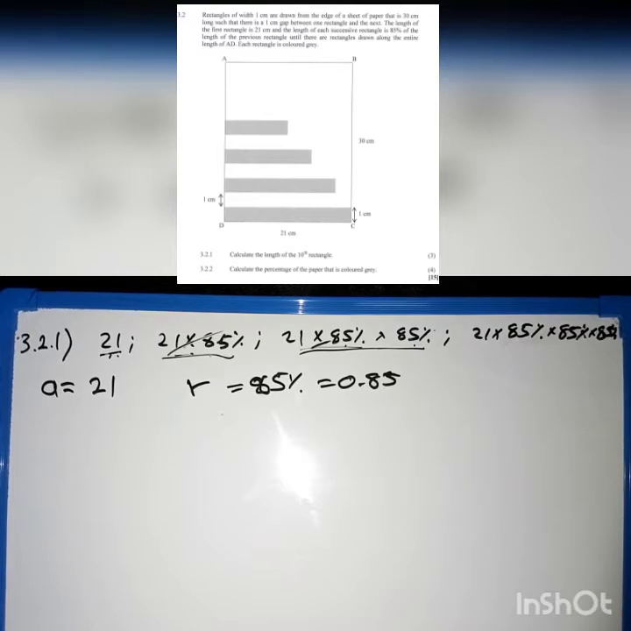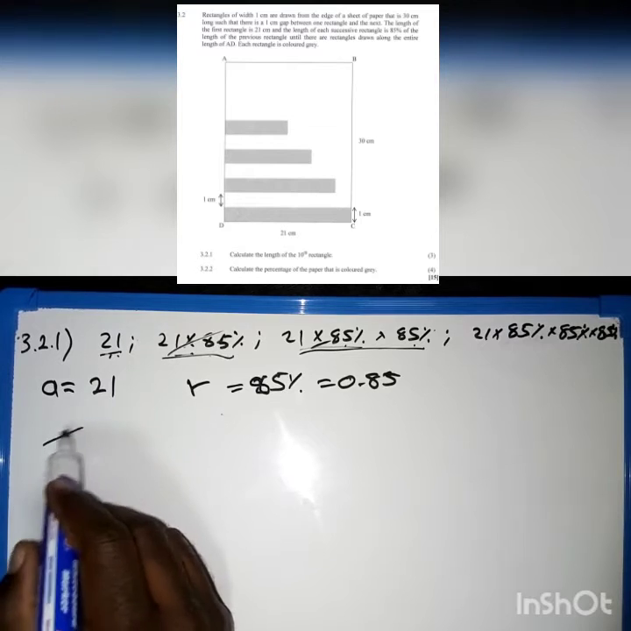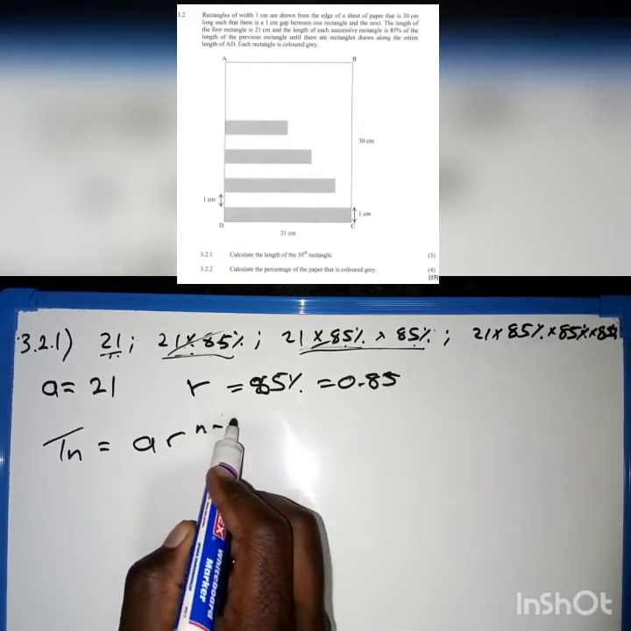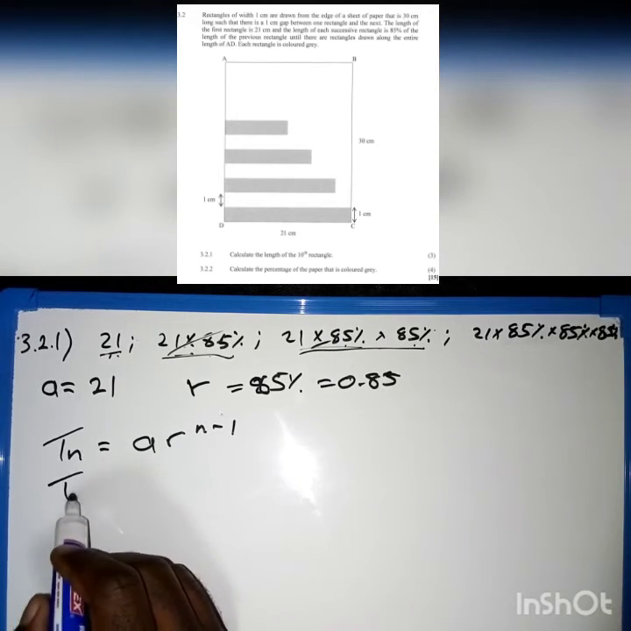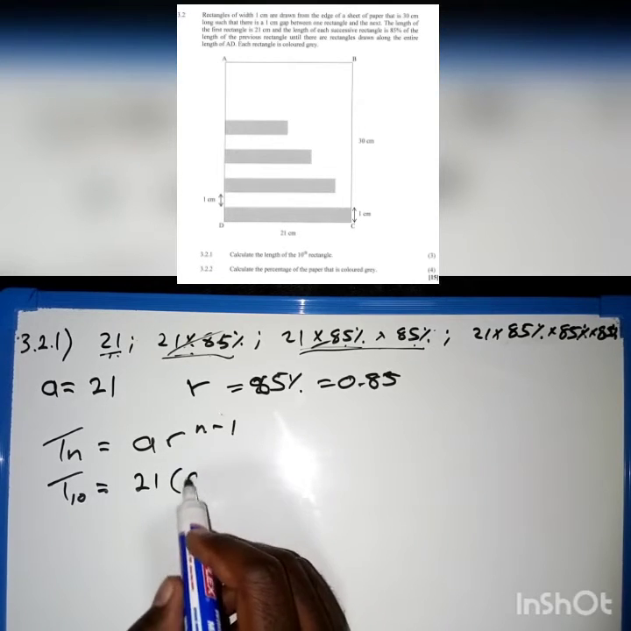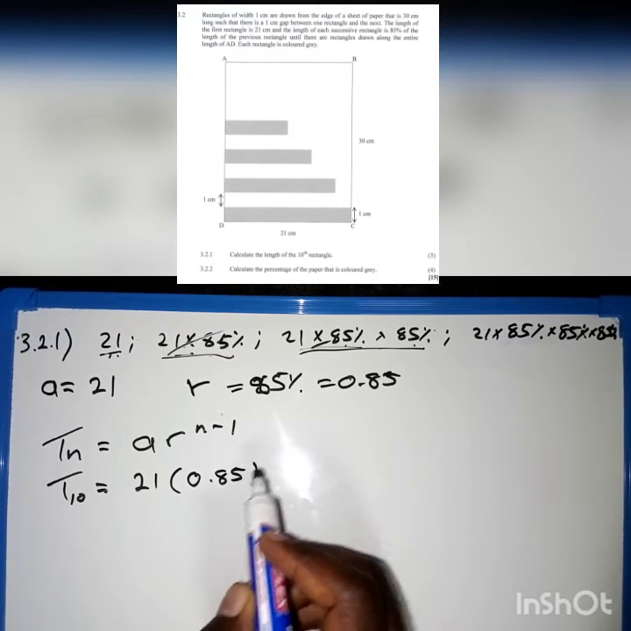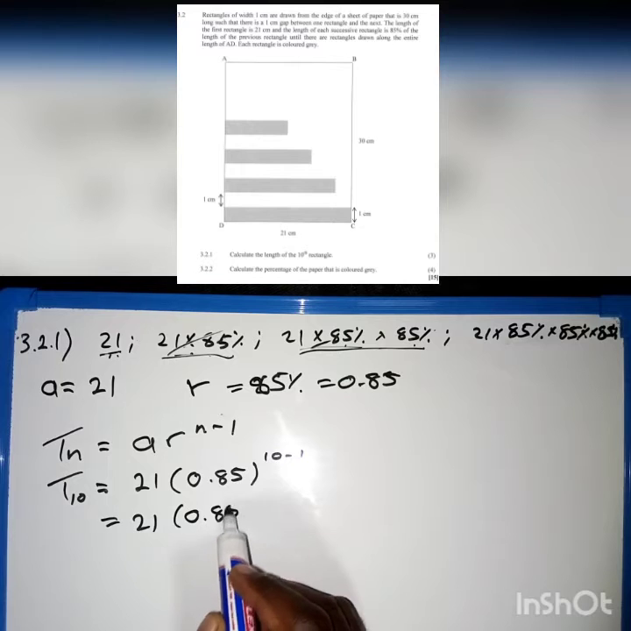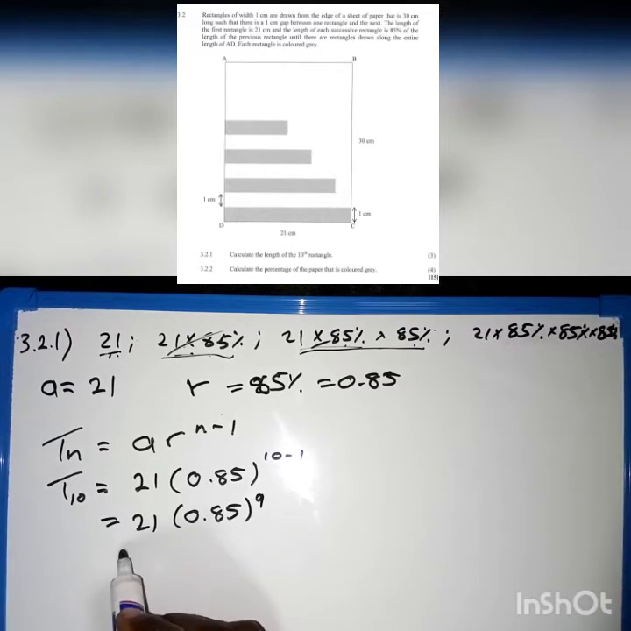They want the length of the 10th triangle, right? So we know that Tn will be equal to Ar^(n-1). So T10 will be equal to, our A is 21, our R is 0.85, 10 minus 1, this will be equal to 21 times 0.85 to the power of 9. Put this into your calculator and we'll get 4.86.